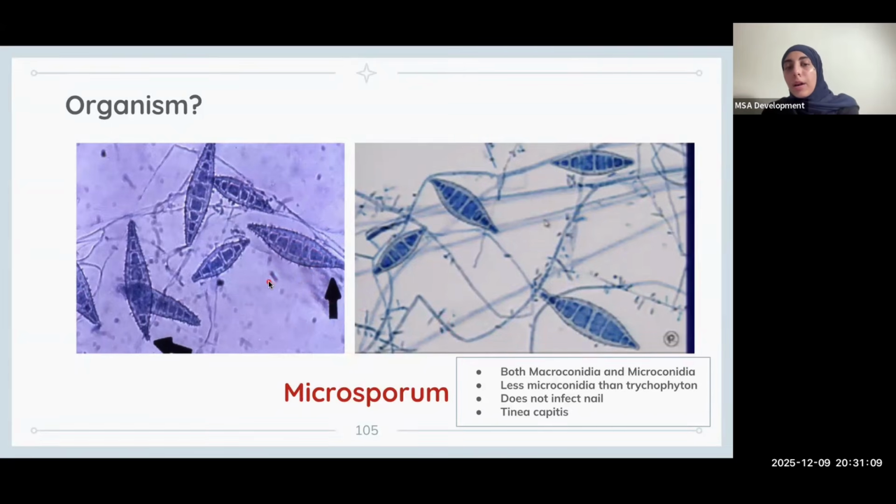The macroconidia in Microsporum is spindle-shaped, and it has microconidia as well. It has both, but the microconidia is less than trichophyton. We will see in a couple slides.